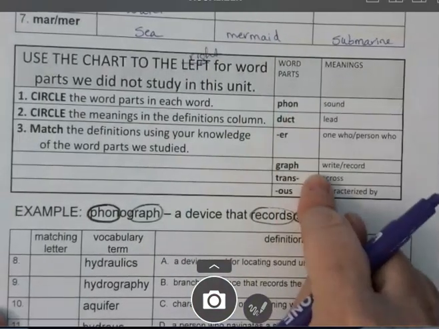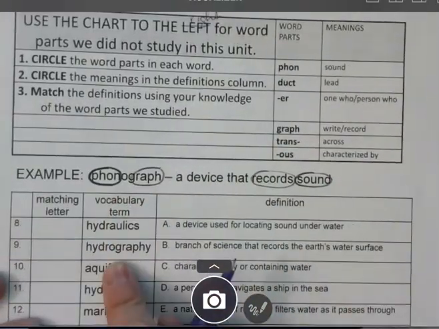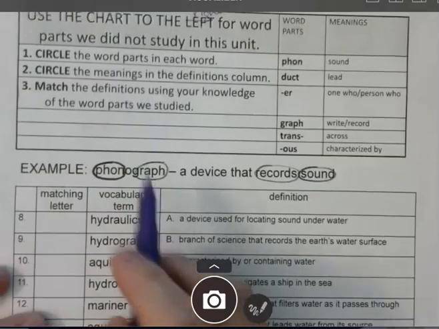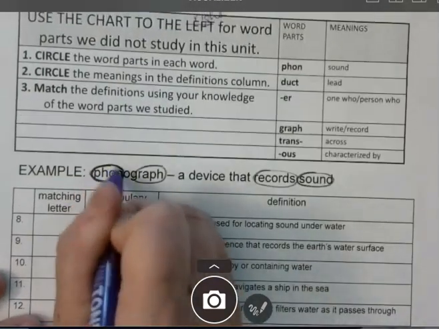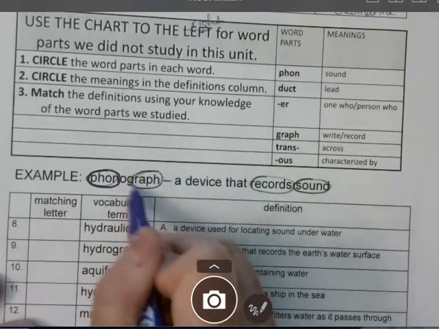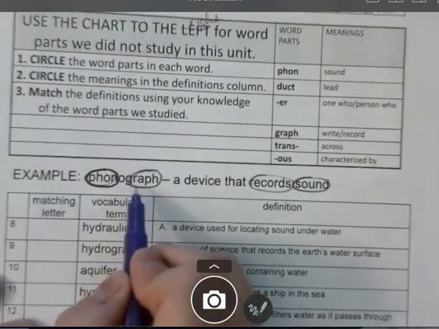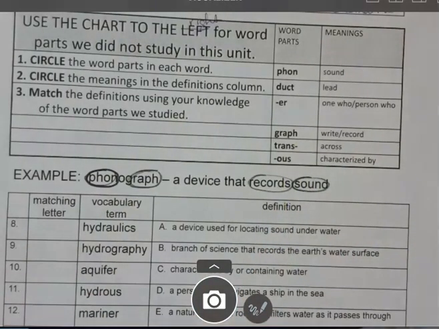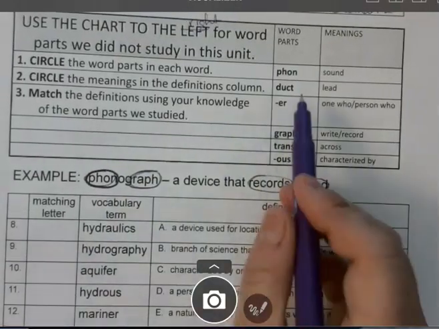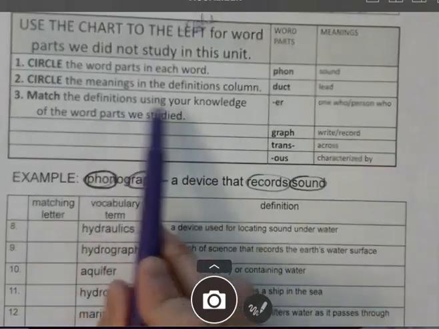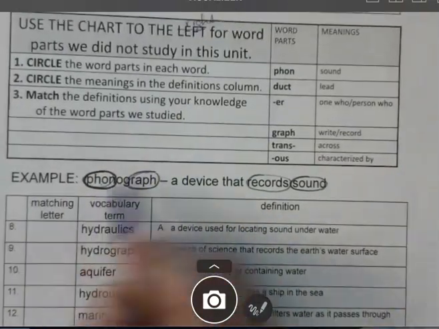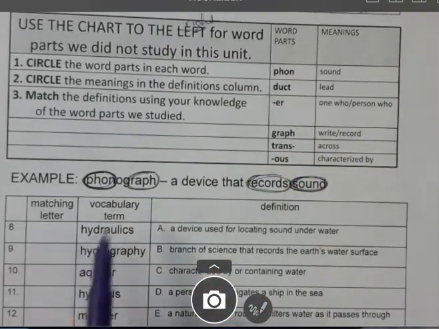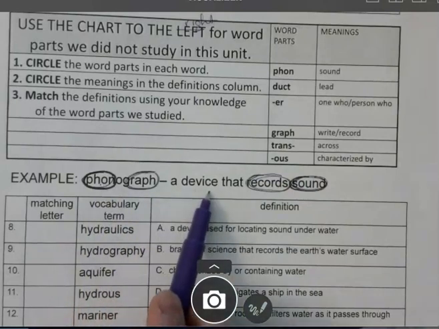And these contain word parts that we didn't study that you're going to find in some of these words. And it says circle the meaning, circle the word part in the word. So for example, in phonograph, there's a word part phone, and then I circled the other word part, graph. Not every single word is going to have a word part. We talked about how some parts have spellings, and some we just won't have definitions for. So you're only going to focus on the ones that you studied or that are in this chart. Then you're going to circle the meanings in the definitions column. So I know that phone means sound, and graph means to write or record. So a phonograph must be a device that writes or records sound.